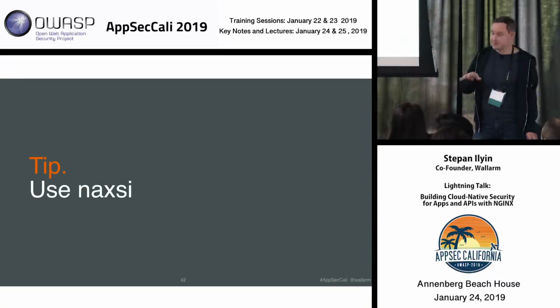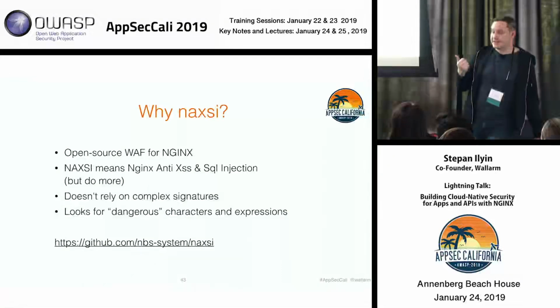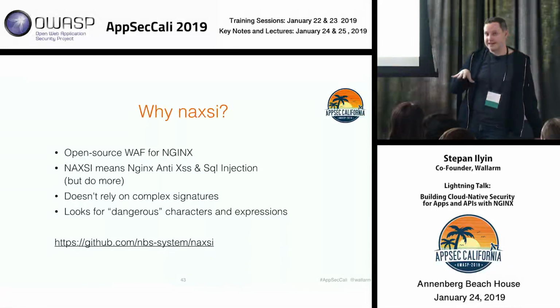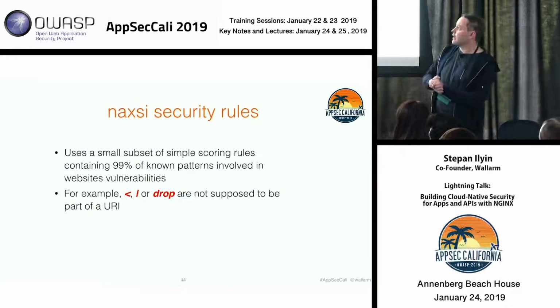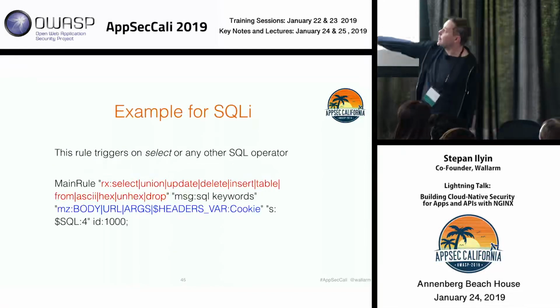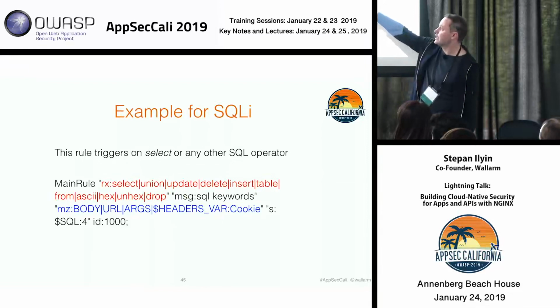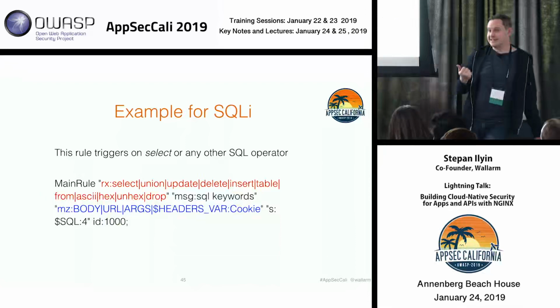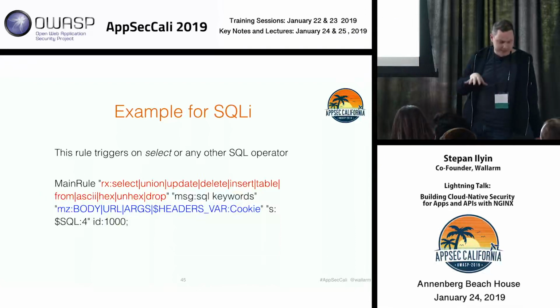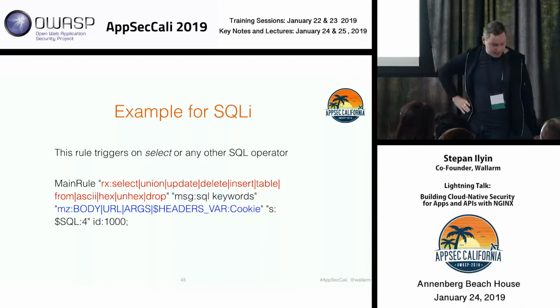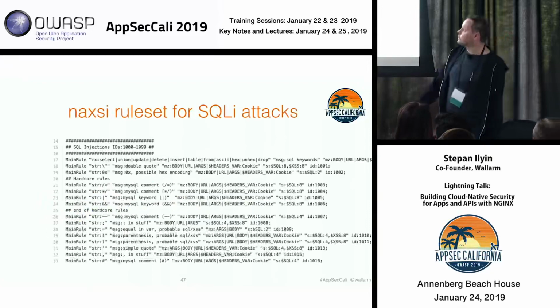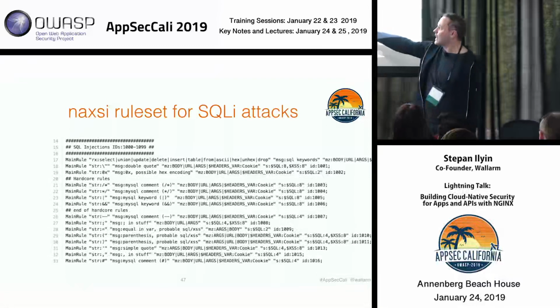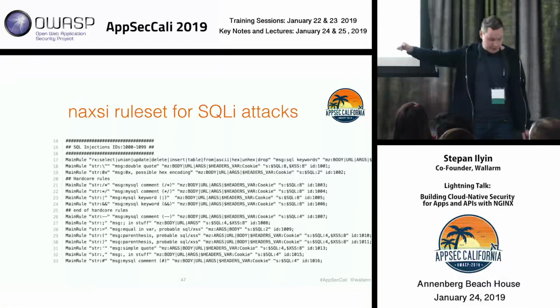So NAXSI, this product is not as popular as ModSecurity, but the good thing about NAXSI is that it doesn't use signatures, it doesn't use regular expressions, it uses a kind of tokens. So if you have SQL injection, SQL operators like select, union, update, and NAXSI sees those keywords in the traffic, it increases the score of the request, and eventually, if the score is more than some particular threshold, it considers this request to be malicious. So NAXSI rules look like this. It's pretty scary, but you don't need to tune them. What you need to tune is a kind of whitelist.